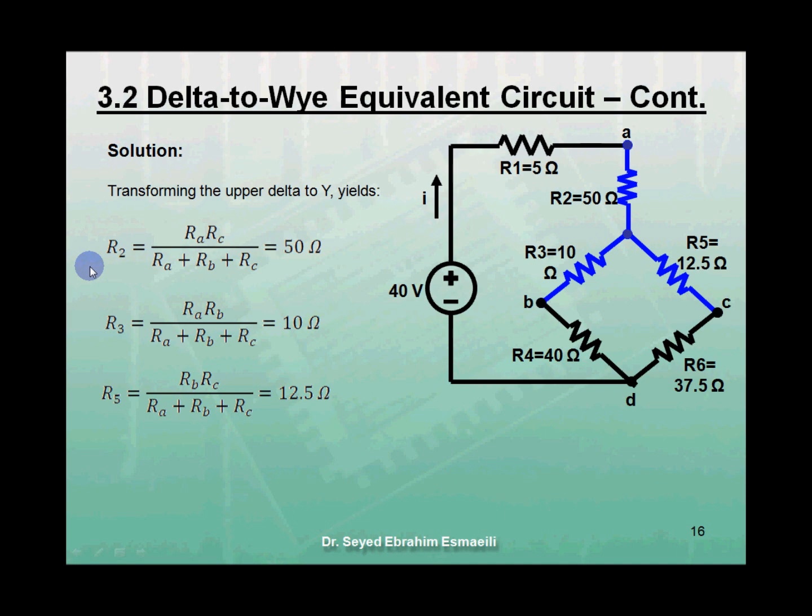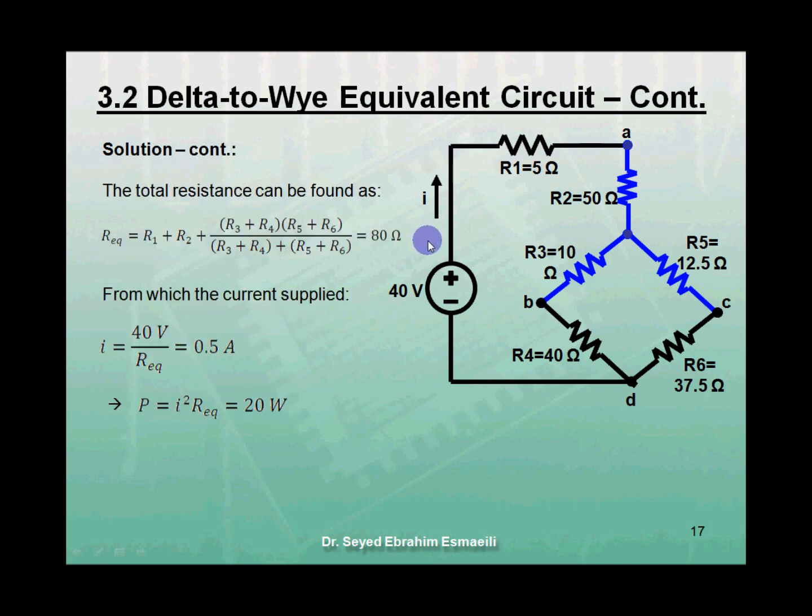Transforming the upper delta to Y yields R2 equals RA times RC over RA plus RB plus RC equals 50 ohms. R3 equals RA times RB over RA plus RB plus RC equals 10 ohms, and R5 equals RB times RC over RA plus RB plus RC equals 12.5 ohms.